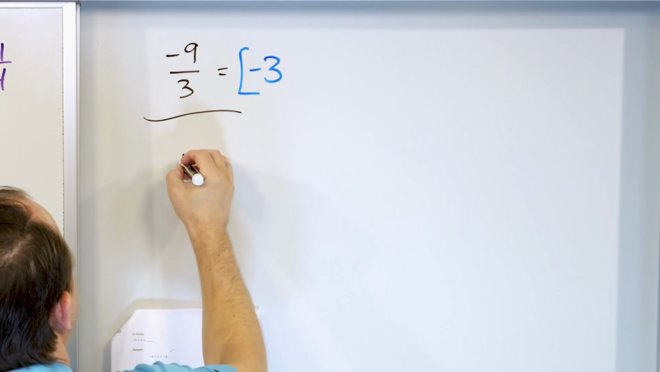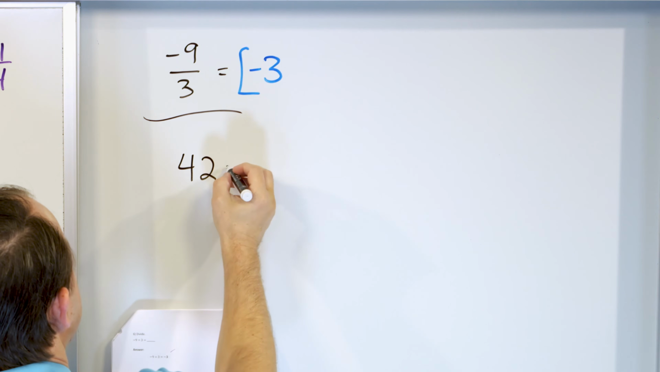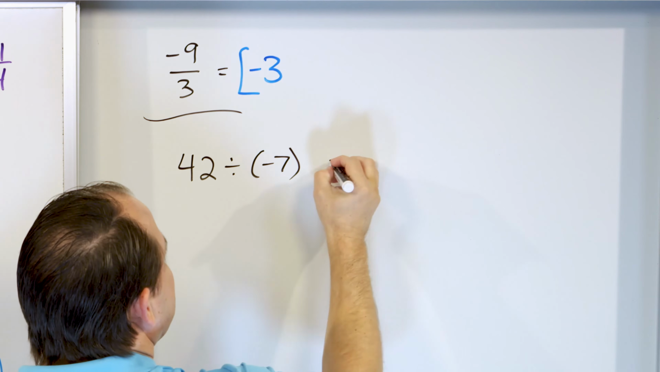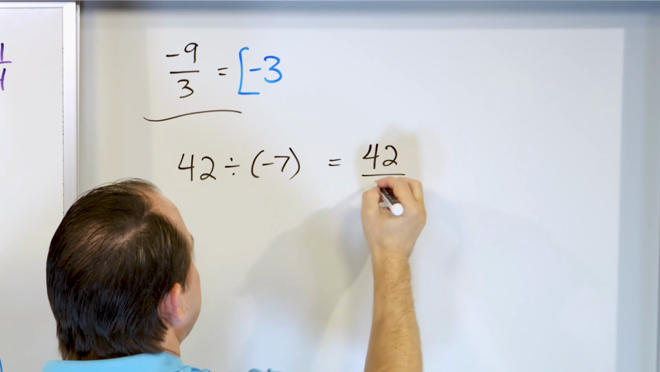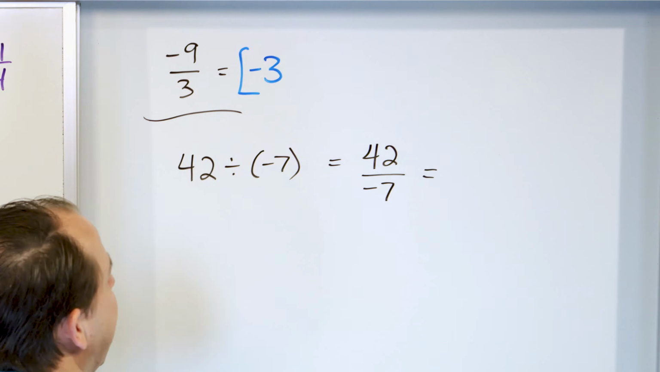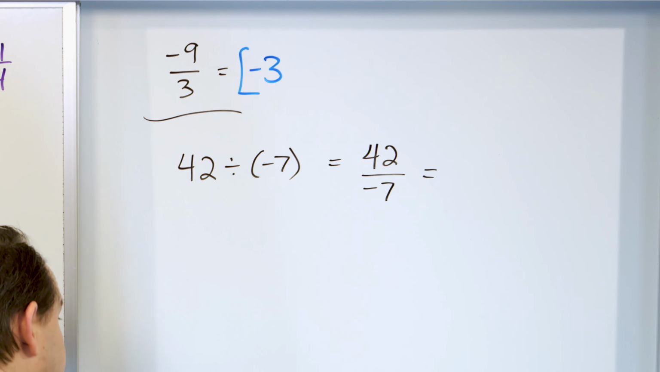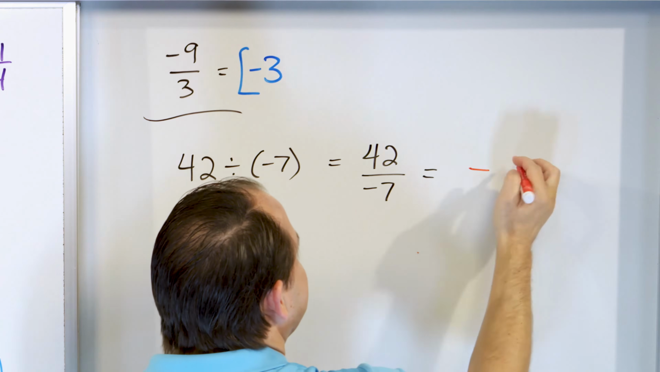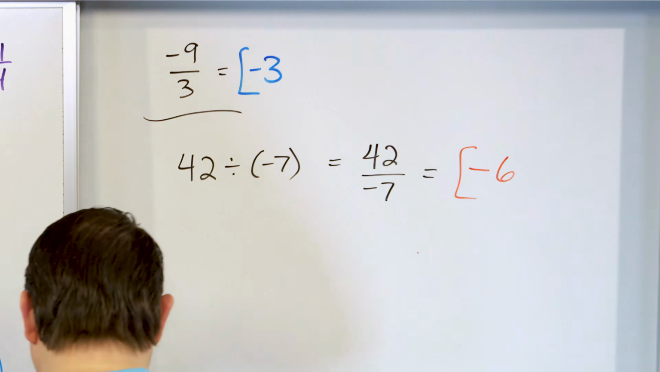All right, what about 42 divided by negative 7? We don't really want to leave it like that. Write it as 42 divided by negative 7. And it's positive divided by negative, so the answer has to be negative. 42 divided by 7 is 6, and so the answer is negative 6.